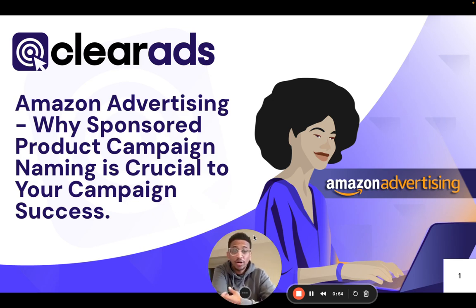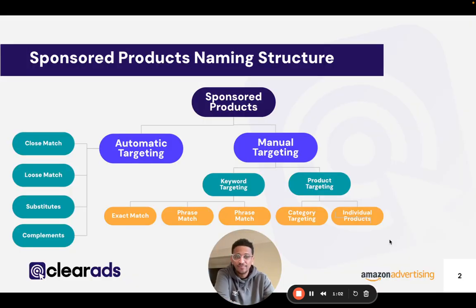And I'm going to give you some practical examples of how we do it as an agency, so you can take away parts that you like and implement them into your campaigns. So let's get going. Within this presentation we're going to focus on just sponsored product campaigns. So we're not going to look at sponsored brands. We're not going to look at display ads. We're just going to look at sponsored products.